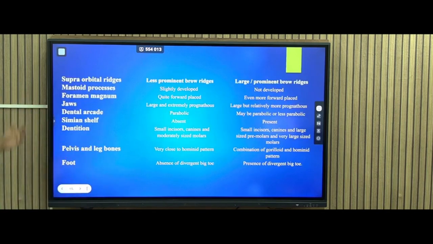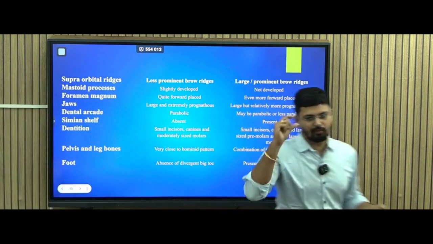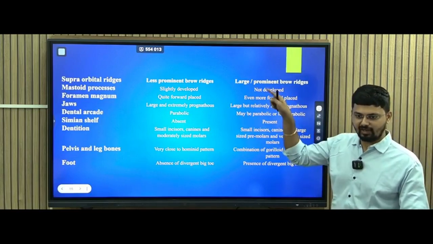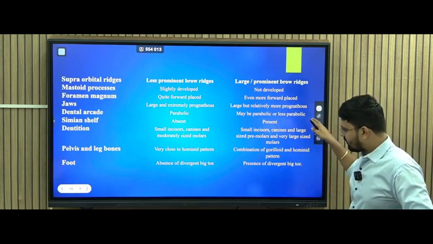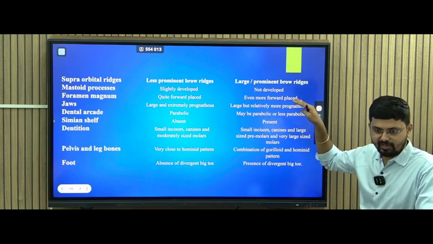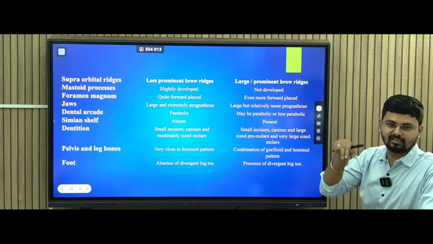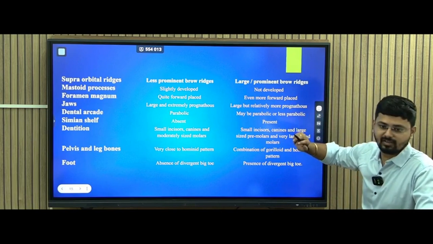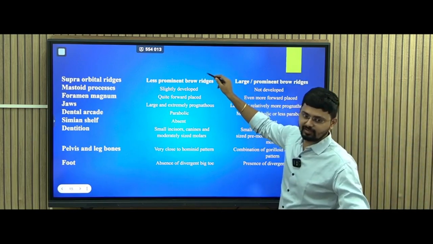Then you see the supraorbital ridges here. See, in robustus, you'll have it larger because you see the face, it is flat, right? Oh, sorry, it is not flat. You see the skull, it's not round. When it's not round and when it has a receding forehead, automatically the supraorbital ridges will be larger in size. So here in robustus, you have larger size, whereas in gracile you have lesser in size.